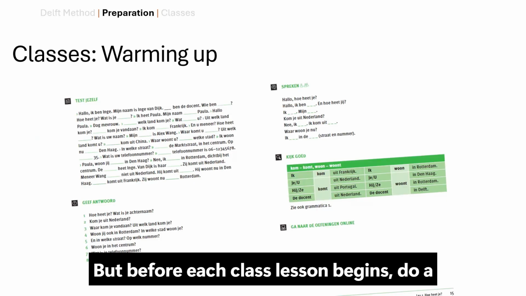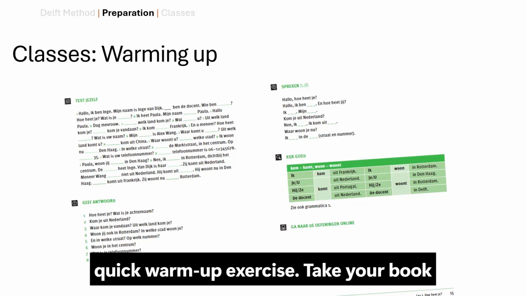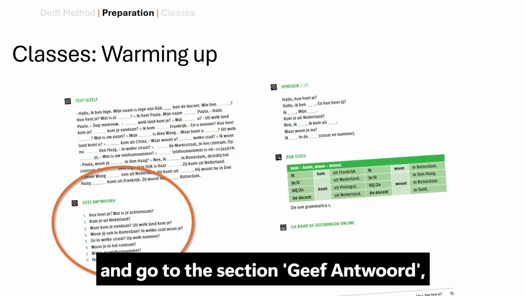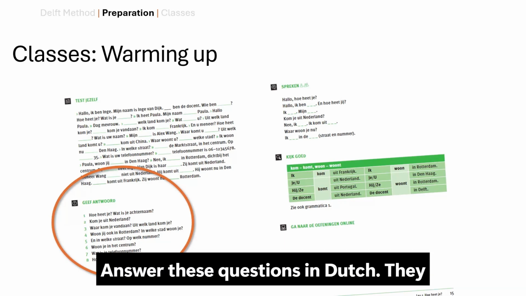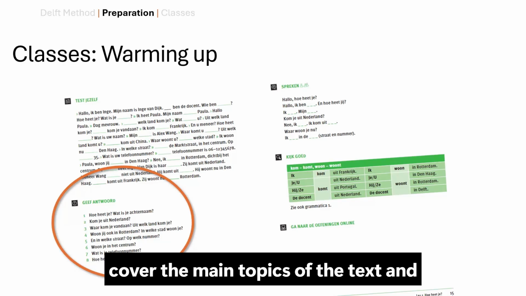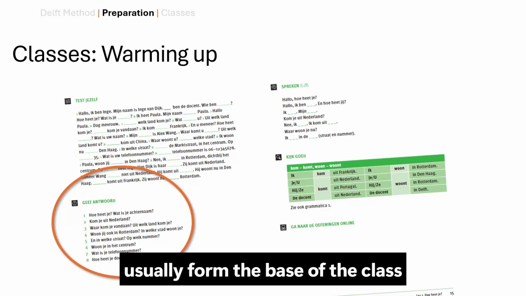But before each class lesson begins, do a quick warm-up exercise. Take your book and go to the section Geef, which you will find after each text. Answer these questions in Dutch. They cover the main topics of the text and usually form the basis of the class conversations.